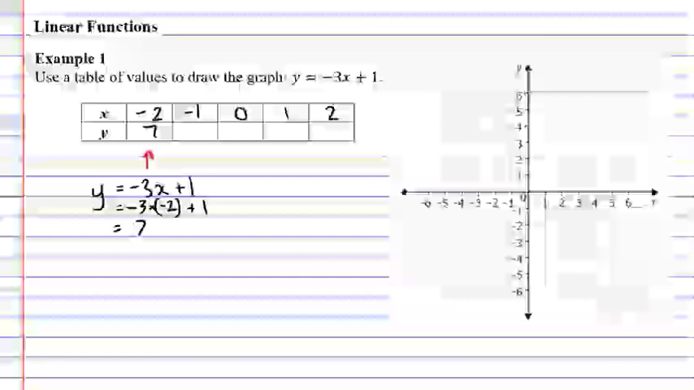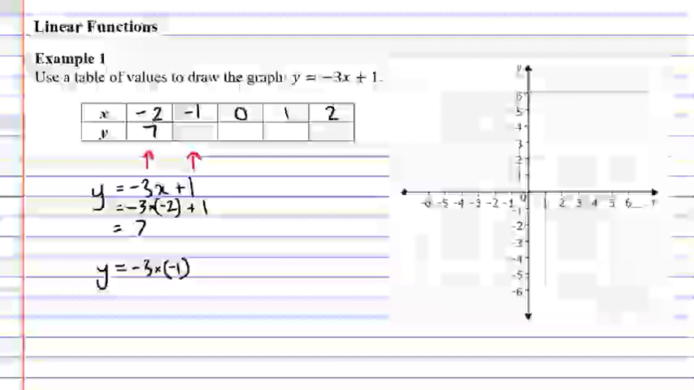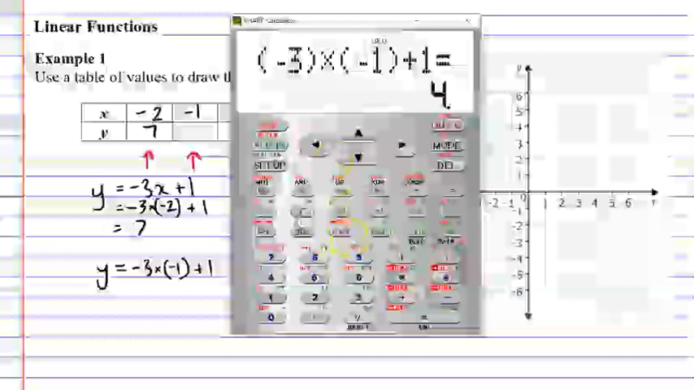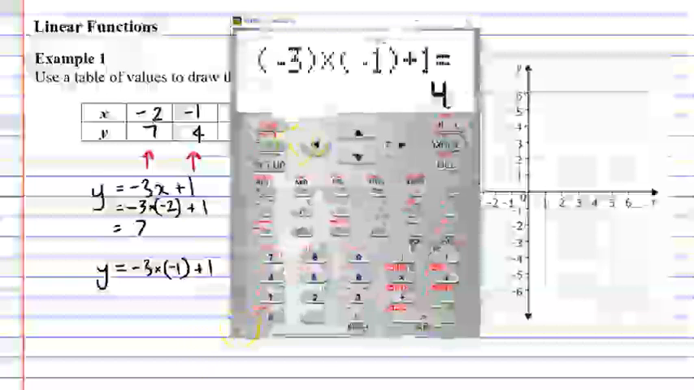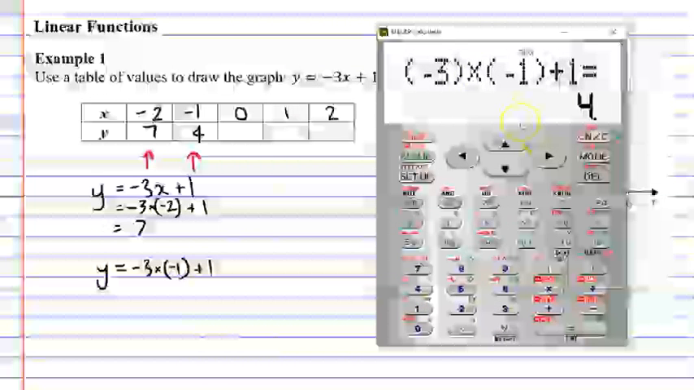We're going to follow the same process each time, except x will change. So we'll go to the second column. This time x is negative 1, so we go negative 3 times negative 1 plus 1, which gives us 4. Now you don't have to write all this working out down. You can just put it into your calculator and write the numbers down if you so wish.